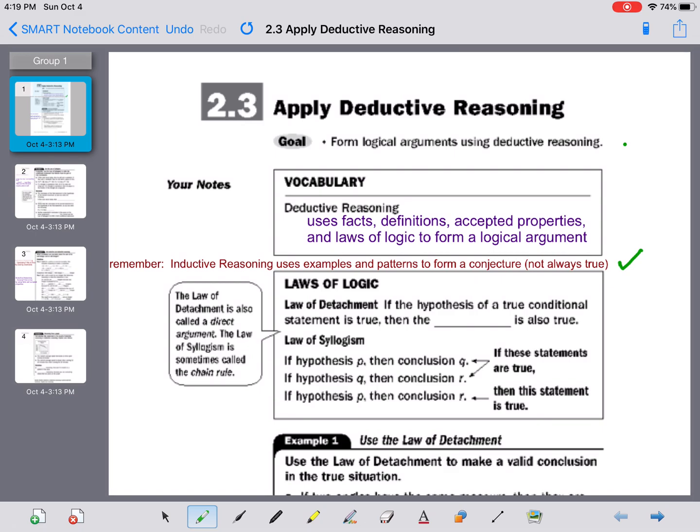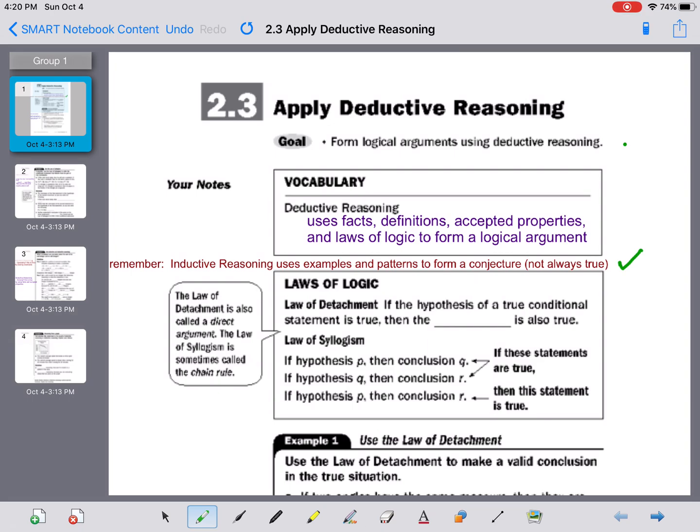Now we're going to start deductive reasoning, which by definition up here uses facts, definitions, accepted properties, and laws of logic to form a logical argument. Okay, so we're switching from inductive to deductive, but through this lesson, we will compare them quite a bit so you can see the difference between them as well.